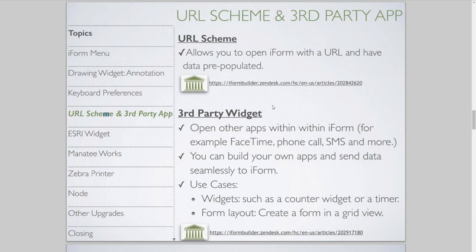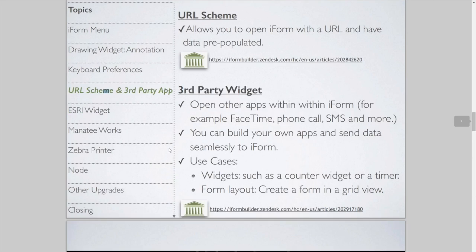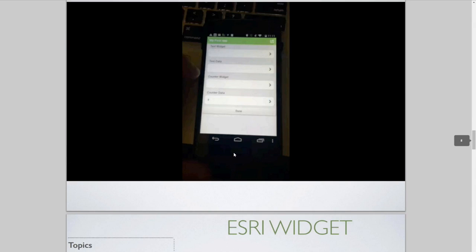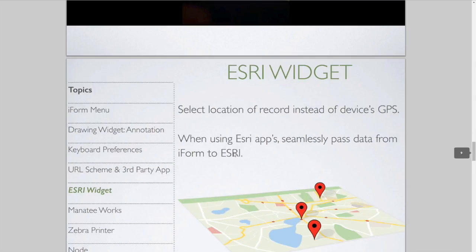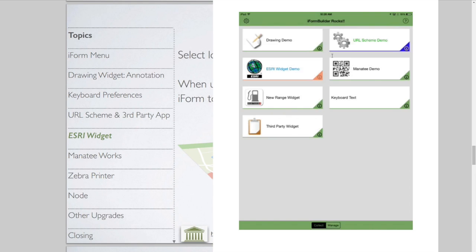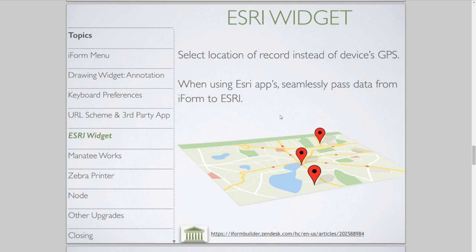So that's our URL scheme and third-party widget. The next one we added is what we call the Esri widget. This allows you, when you create a record, to add a record anywhere on a map. Instead of having your GPS location be your location, you can actually choose a point on a map and say that's the data I'm taking.